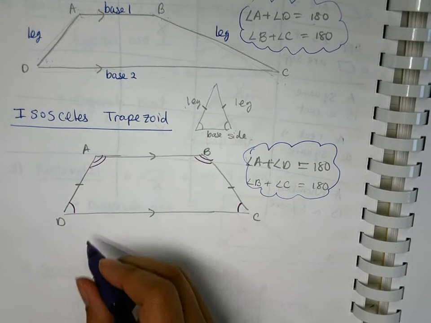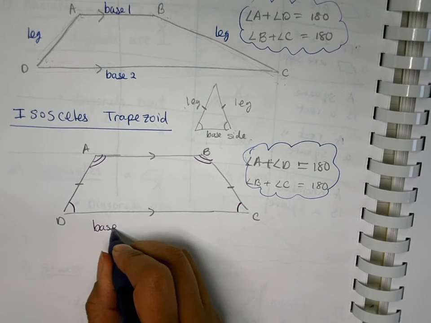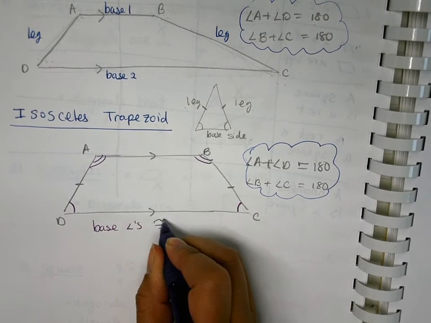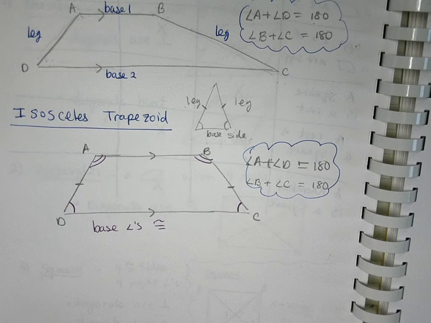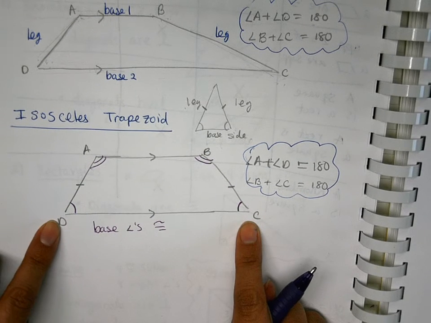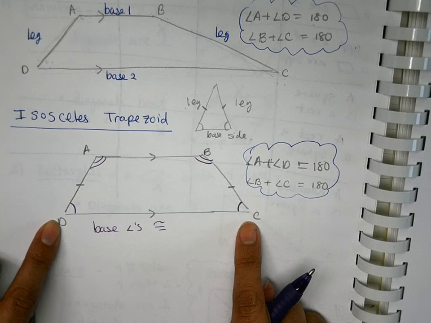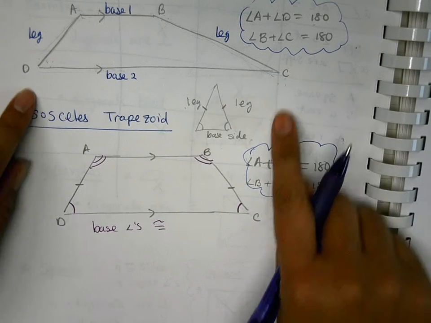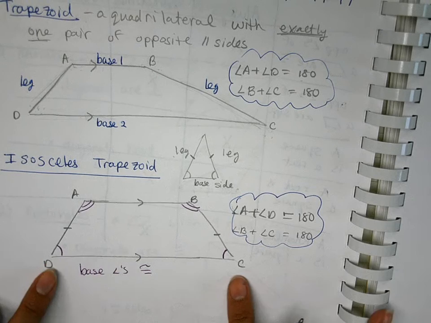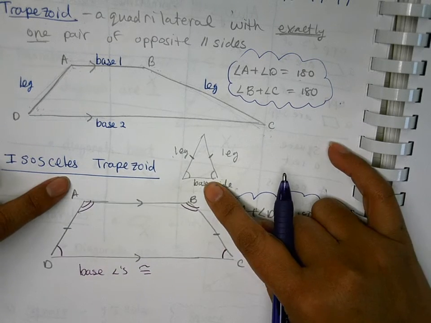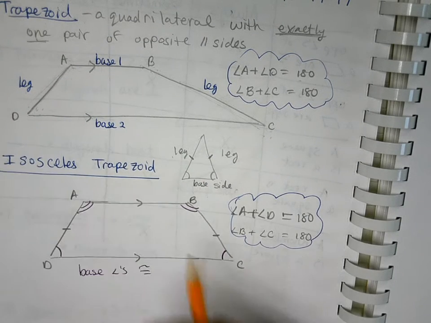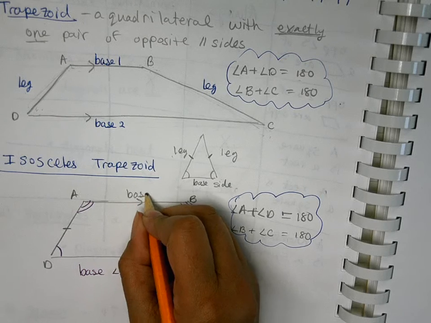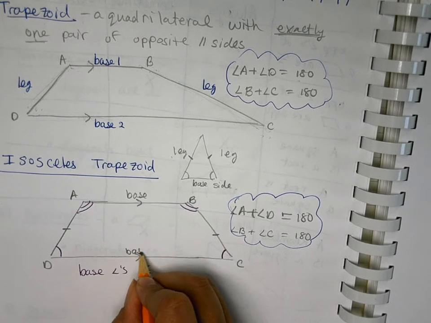I'm going to put a note here. Base angles are congruent. Base angles are congruent. So now earlier we said these are not supplementary. Now they're still not supplementary, but they are congruent. So D and C and A and B. So if they share a base, they are congruent.